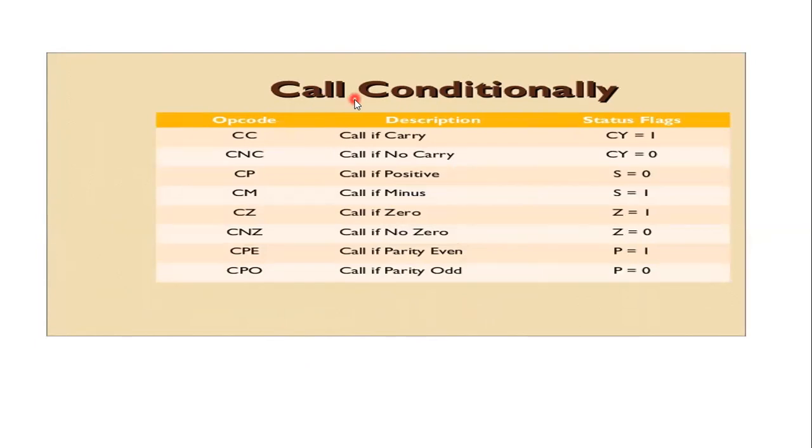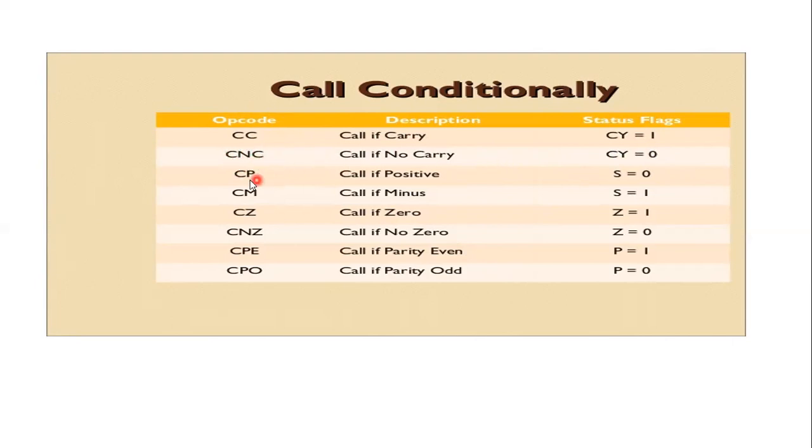Then next, call conditionally. The opcode is CC. If there is a carry, then this opcode is used, that means the status flag CY is 1. Then CNC, call if no carry, that is when the CY status flag is 0, then this opcode is used.